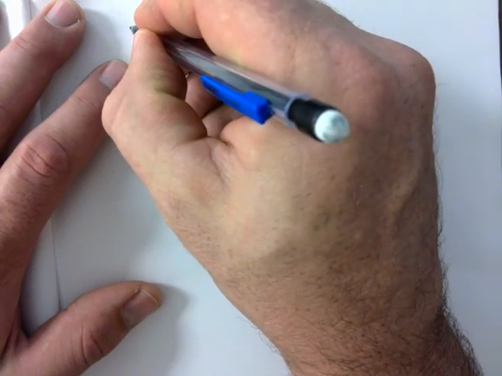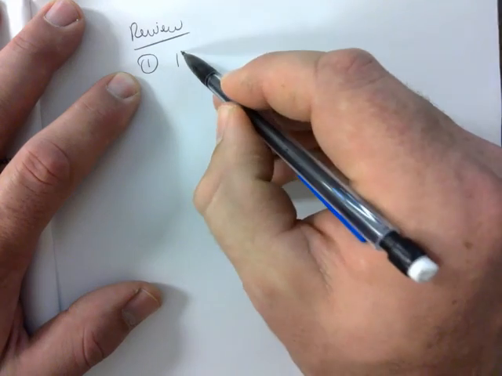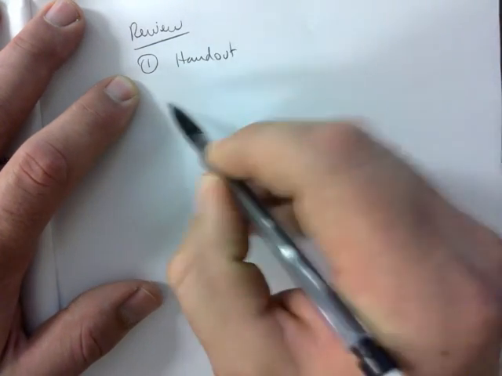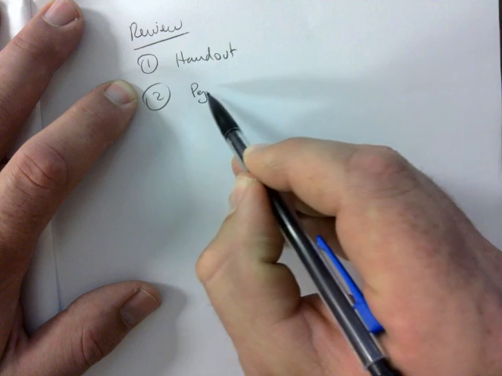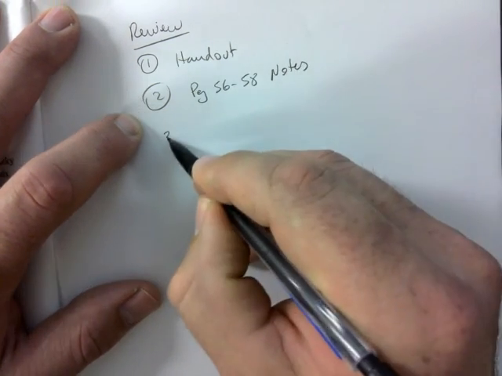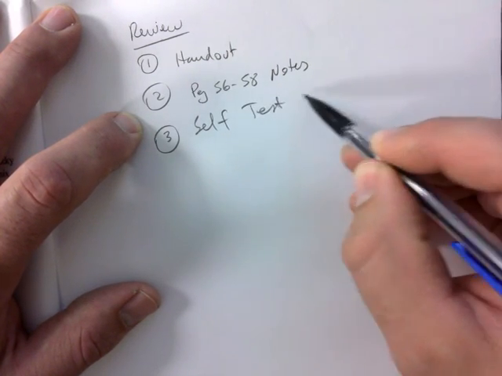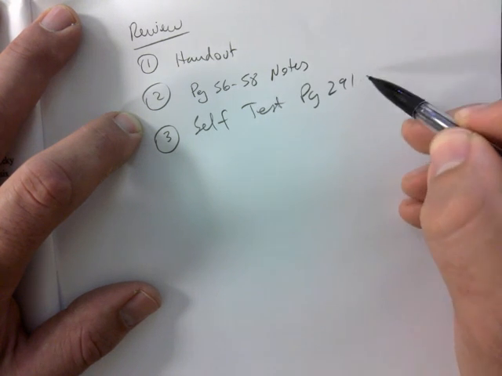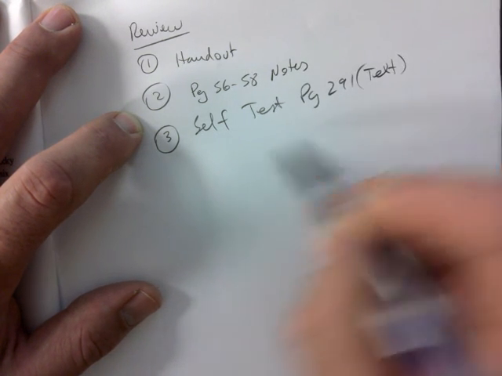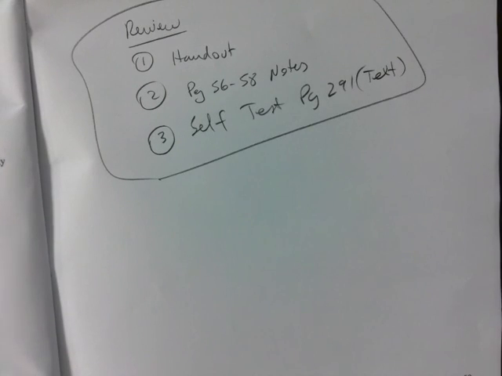So maybe if I go to page 58 here, I'll just say for review, first option is the handout. Second option is pages 56 to 58 in the notes. And then third option is the self-test, page 291 in the text, right? So these are your three options there.